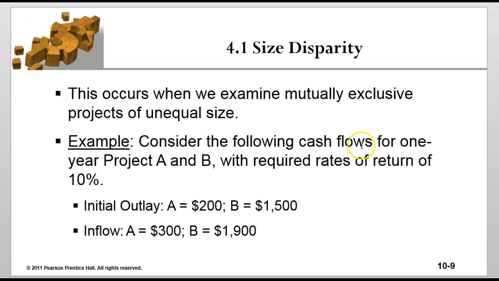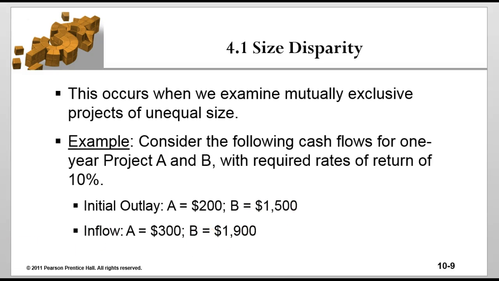An example. You have a cash flow for project A and B, and the required rate of return is 10. The initial outlay for A is $200, right? And the inflows are going to be $300, it doesn't tell us how long. The other one is $1,500 outlay, and the inflow is going to be $1,900. Well, wow, quite a bit different. Just looking at the numbers, which one would you say? Well, you kind of look at the bigger numbers and you get swayed, correct?